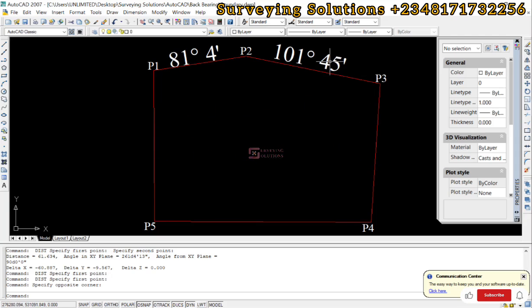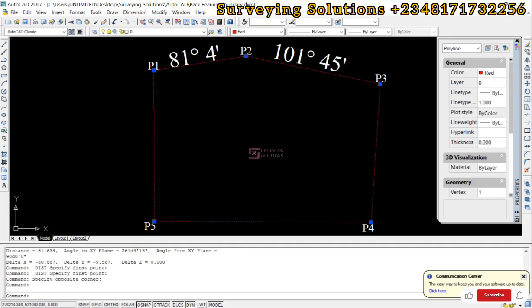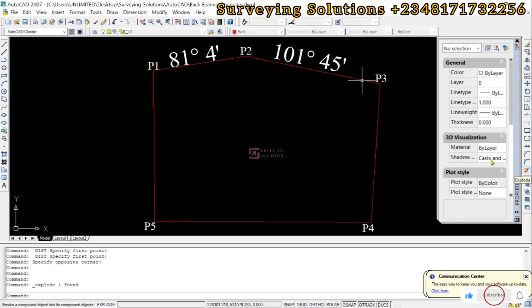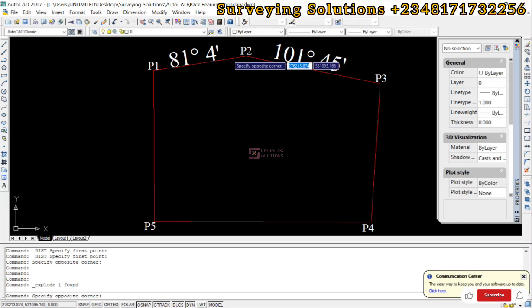Because we have 1, 2, 3, 4, 5. So the idea is that, when you're carrying out a survey like this, you are going to label the bearings and the distance along all the lines, right? Good. Now when you are doing that, most of the times when each of the segments of the lines are exploded, you just click on the line and then you get the properties, right? Good. So now let us explode this line. If we explode, it now becomes what? Separate or individual lines, right? They are no longer polylines, right?